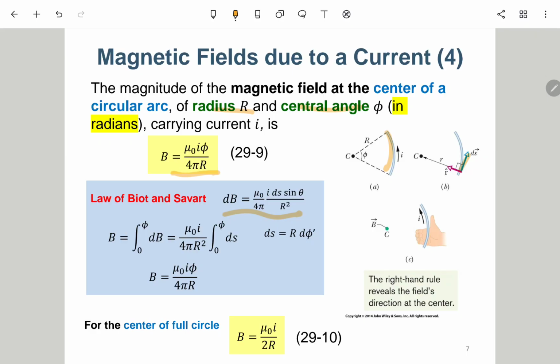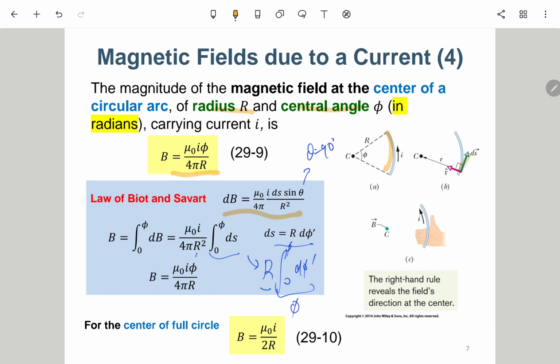So ds and r hat are always perpendicular to each other, which means this theta is always equal to 90 degrees and sine of theta is equal to 1. So you can just skip it. All the other things you can put outside, and then ds is r times the integration of d phi prime from 0 to phi. So this is nothing but phi, and then this r and this r squared can be partly cancelled. So finally, we get this expression.